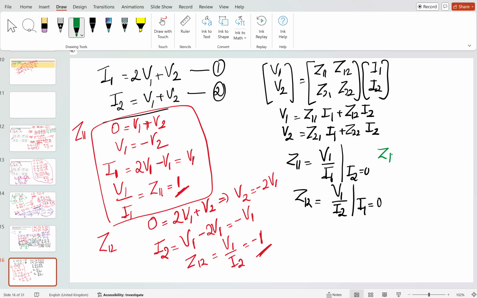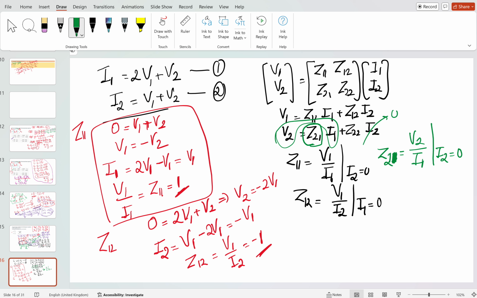What is the value of Z13? Z13 will be equal to, sorry, Z21 basically. Z21, when you go to find it out, is equal to V2 by I1 at I2 equal to 0. It will be equal to V2 divided by I1 at I2 equal to 0.